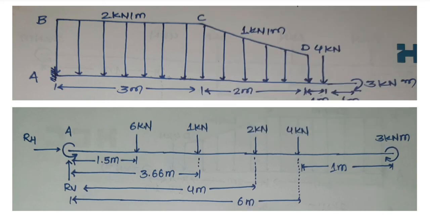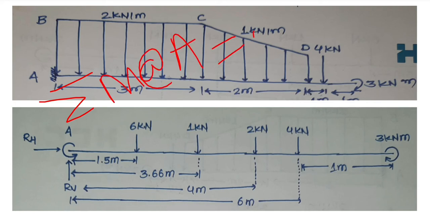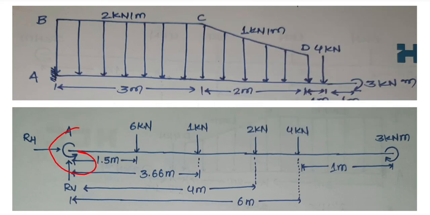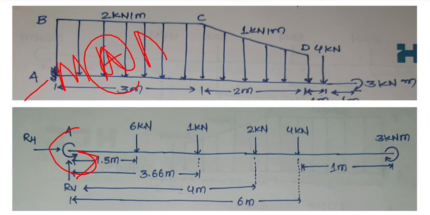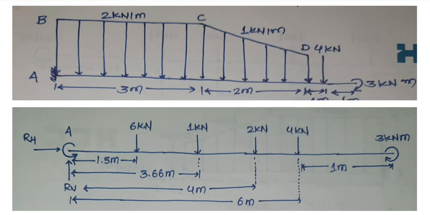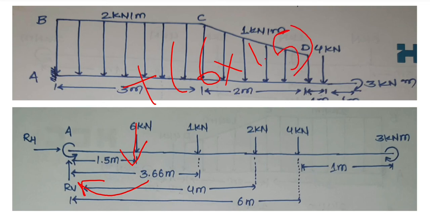So now first we will find the summation of moment at point A, and it is equal to 0. Equilibrium condition. So first we will find all the moments acting at point A. The first moment is at point A itself in an anticlockwise direction, that is minus MA. And now see here, a 6 kilonewton force in the downward direction will move in a clockwise manner. So plus 6 into the distance, that is 1.5.